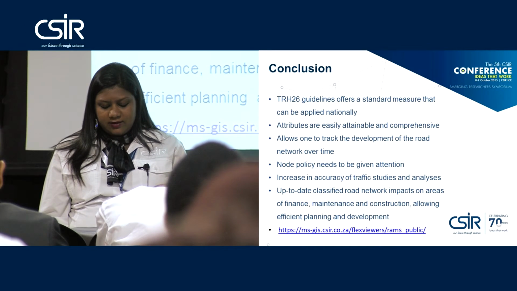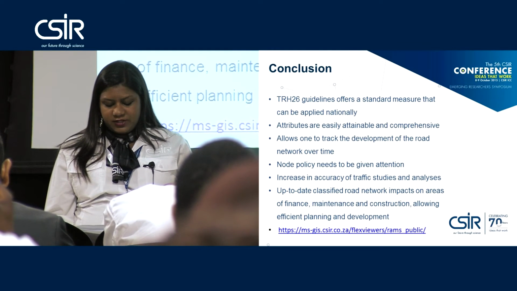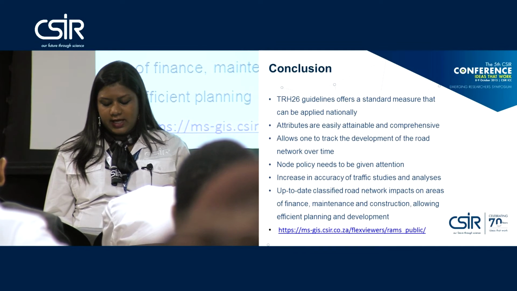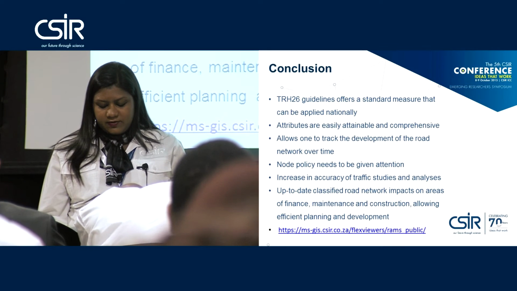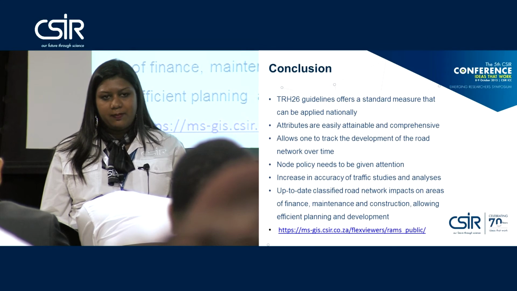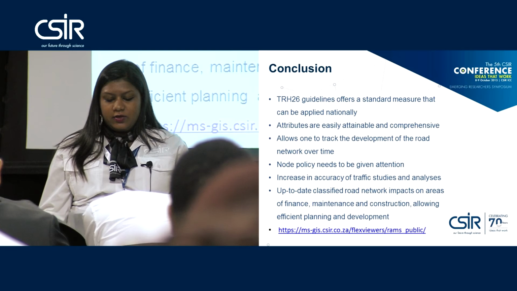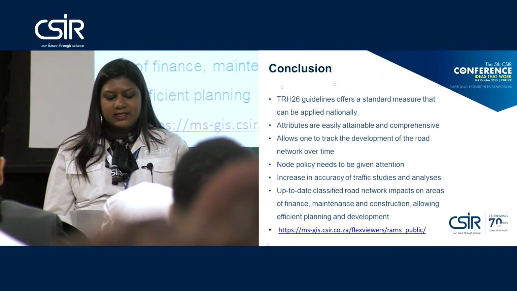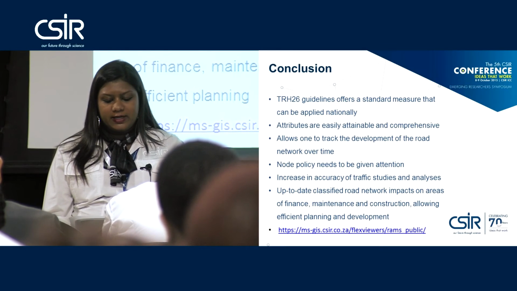This study proved that the functional classification method guidelined by the TRH-26 is efficient as the attributes are easily attainable despite the manual calculations that need to be done. The attributes provide a comprehensive state of the network, which allows for other studies to use this data in a variety of other applications. As many of the attributes were quantifiable, through the routine maintenance of RNI, one can track the development of the network both spatially and temporally.